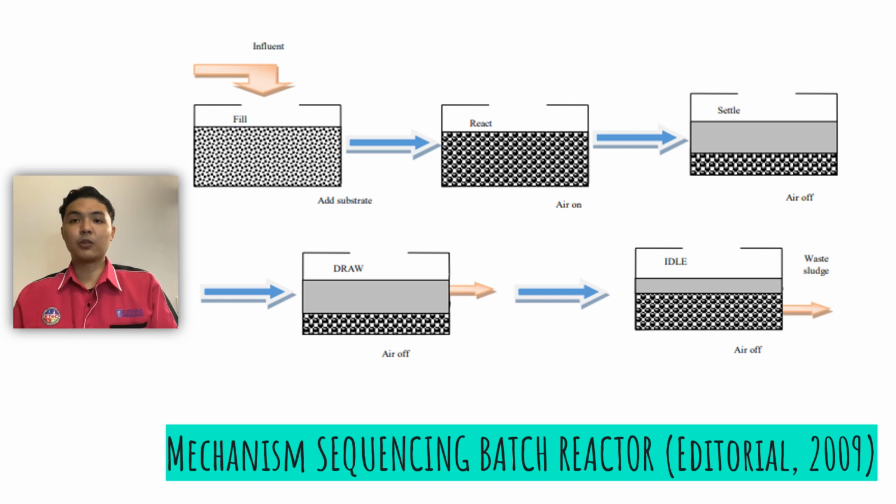The period between draw and fill is termed idle. This phase is generally required when several SBRs are in operation. In a multi-tank system, its purpose is to complete the fill cycle before switching to another unit.